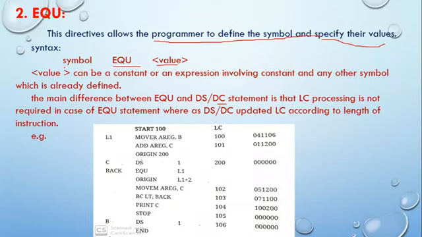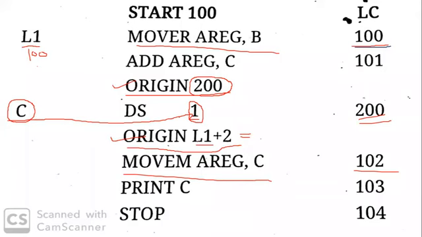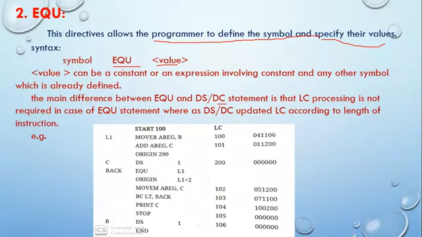Here we use this particular syntax: EQU, and the corresponding value will be passed here. That is, the value can be a constant or an expression which involves a constant and any other symbol which is already defined. Like that, in the given example, we consider this type of expression also: L1, which is already defined at location 100, and 2, that is the constant value. We consider such an expression when we declare this value in case of the EQU directive.